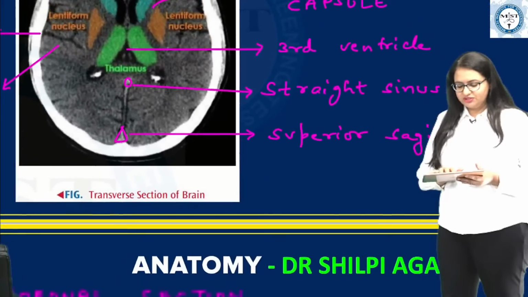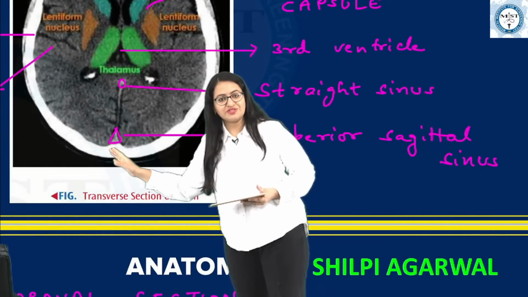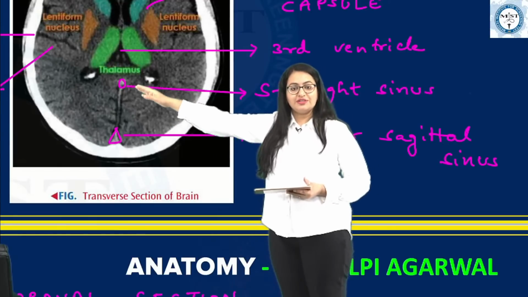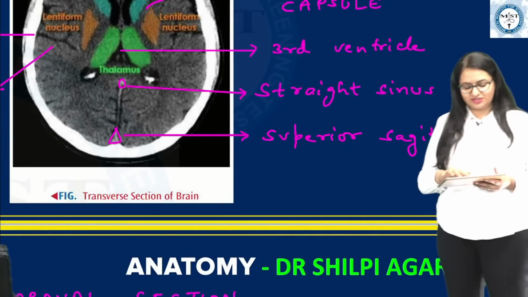On the posterior side, when you talk about the sinuses, the triangular area over here is the superior sagittal sinus. In front of it, the circular area is the straight sinus.